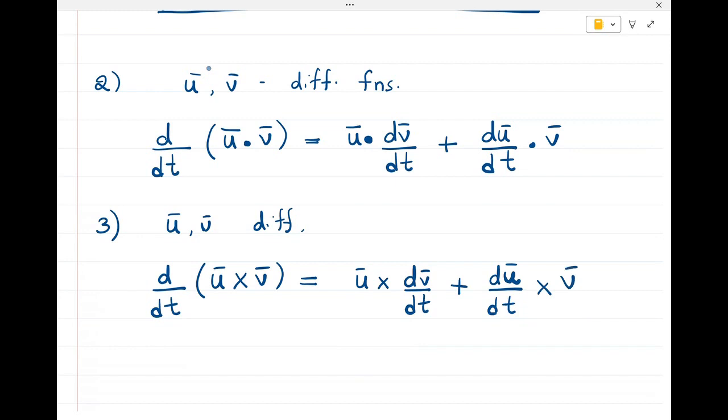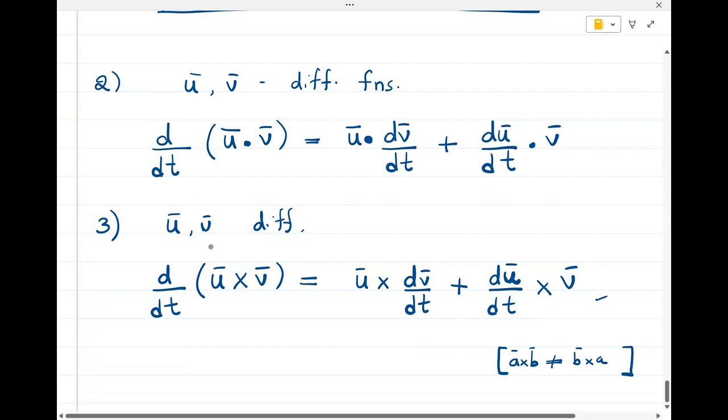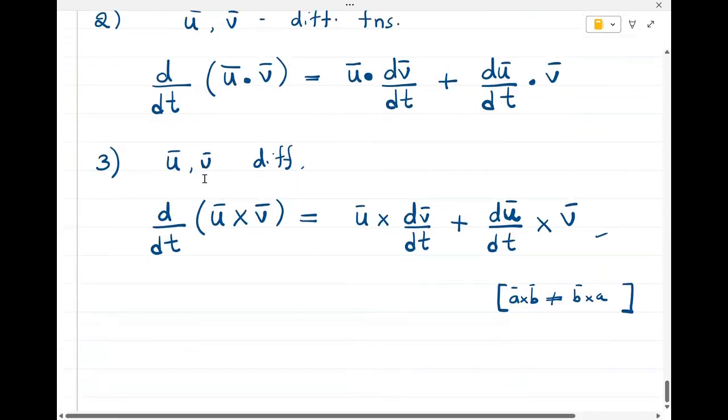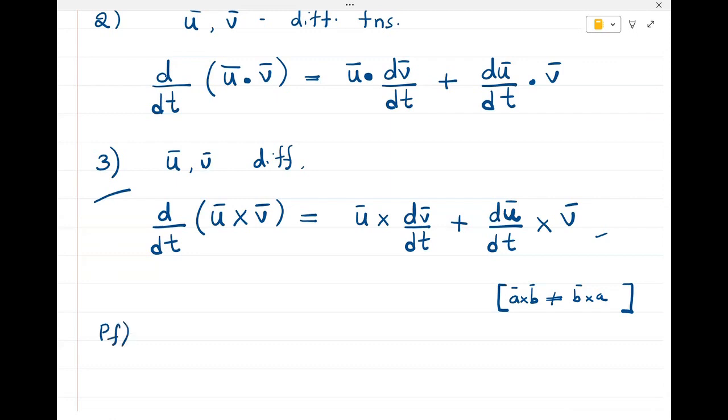Here, while proving this property, you have to take care that a bar cross b bar need not be the same as b bar cross a bar. So you have to be very careful when proving this. Now both the properties have a very similar type of proof. Right now we will just see how to prove the third property.